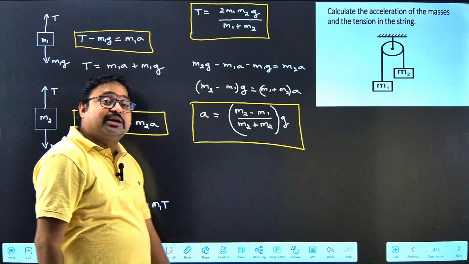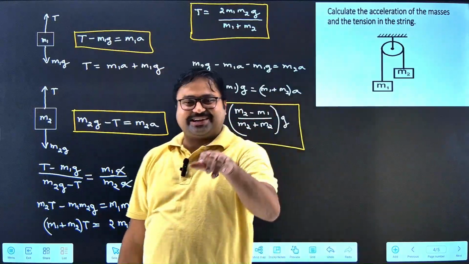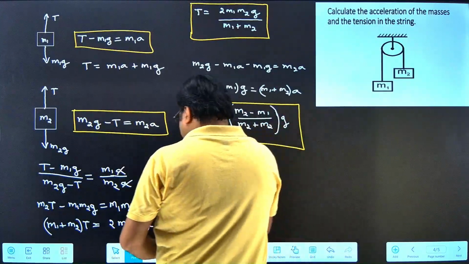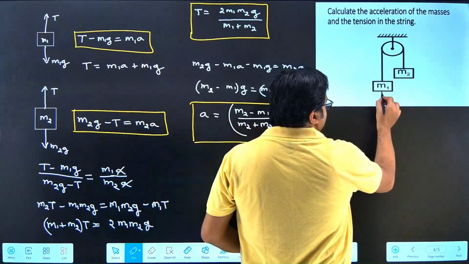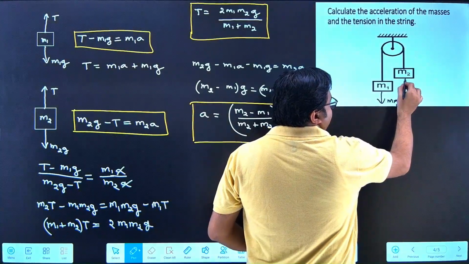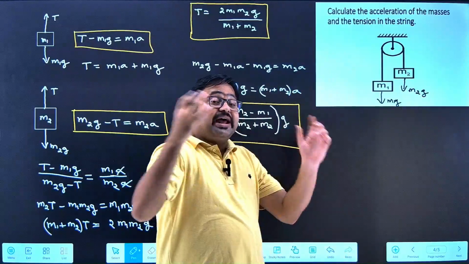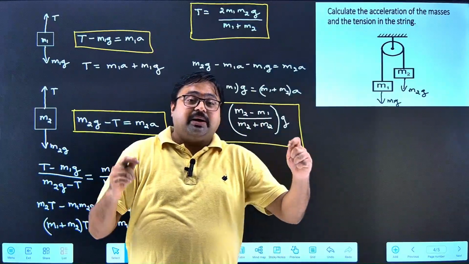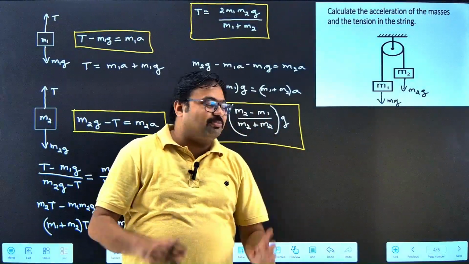Sir, does your shortcut like in the previous case work here? Certainly it does. So let's try to find out how. Very simple. If you just look at this, the total pulling force that exists here is m1 into g, and the pulling force that exists here is m2 into g. Because they are acting on two different ends of the thread, they have a cancelling effect on each other. Because they are unequal, they would simply get subtracted.